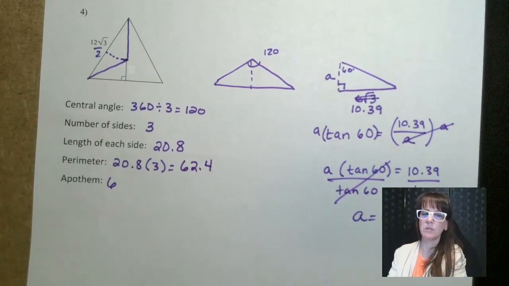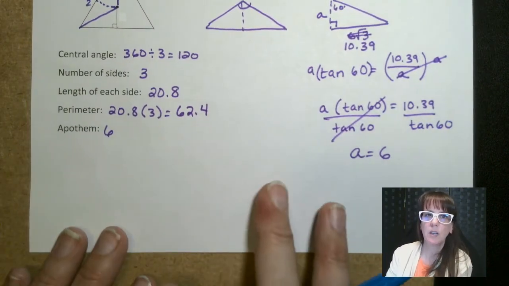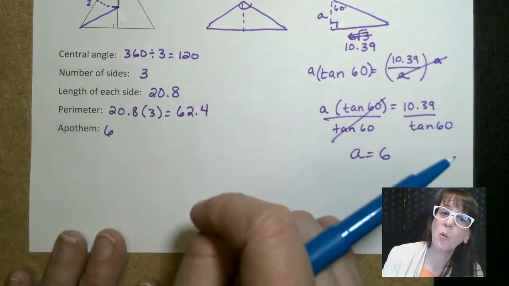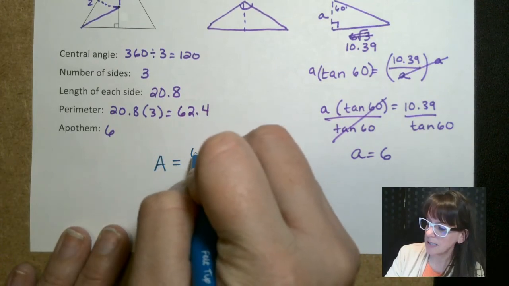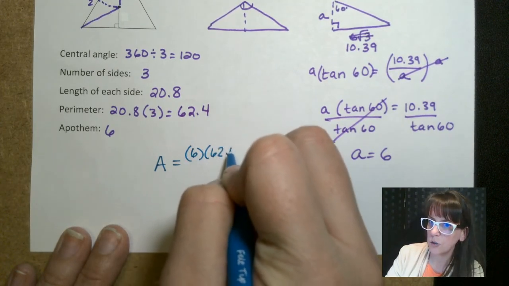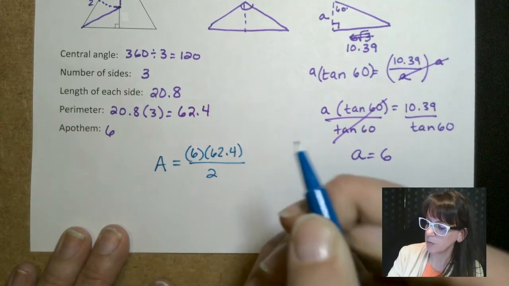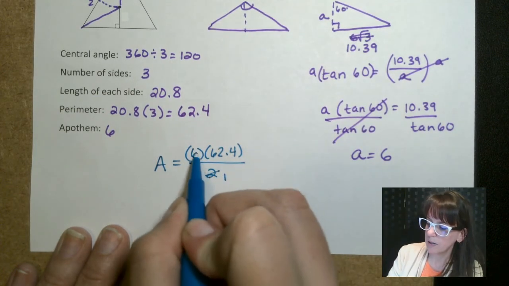So now we're going to use my other color. We are ready to use this information. This is why I tell you to organize your information like this. It makes it a lot easier. Our area equals 6 times 62.4 divided by 2. Divide this by 2, I get 1. Divide this by 2, I get 3.